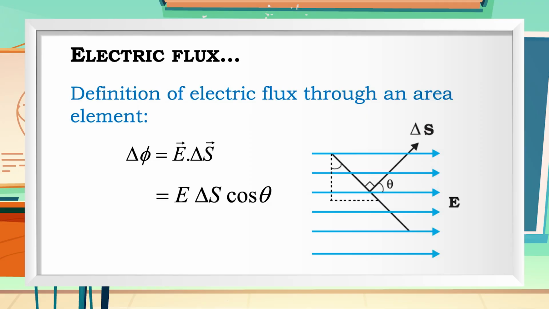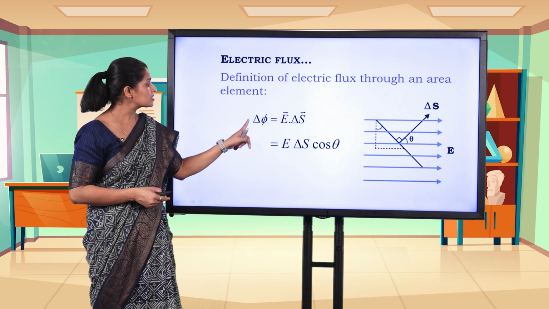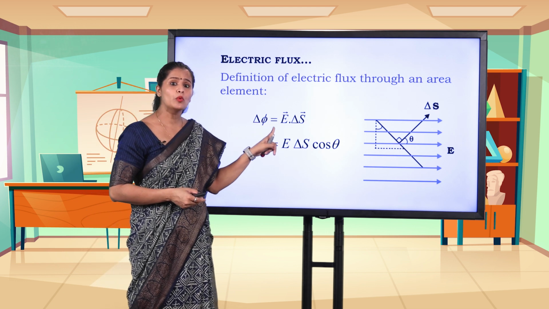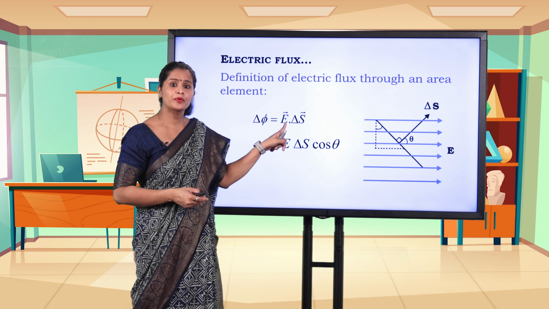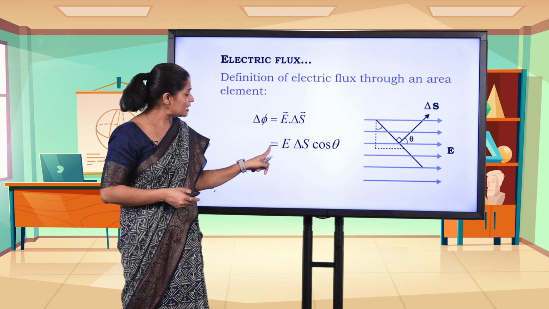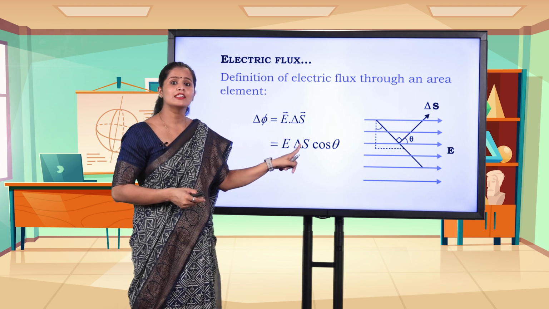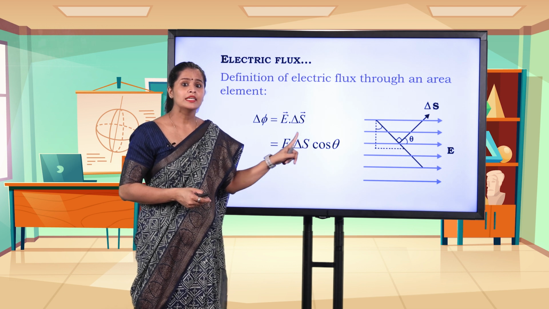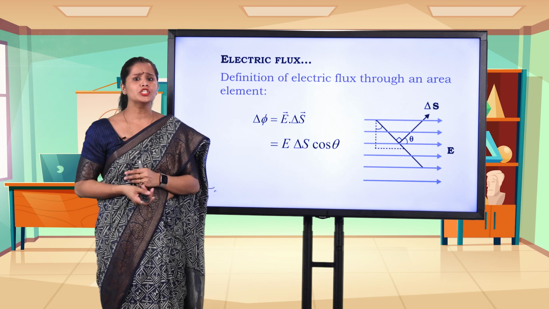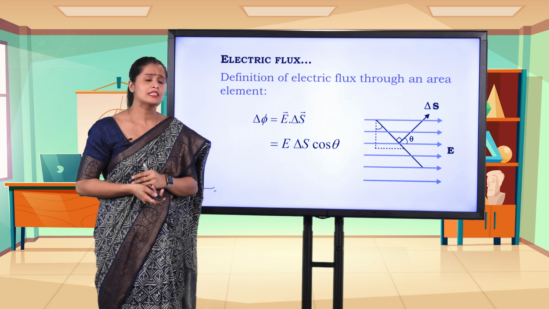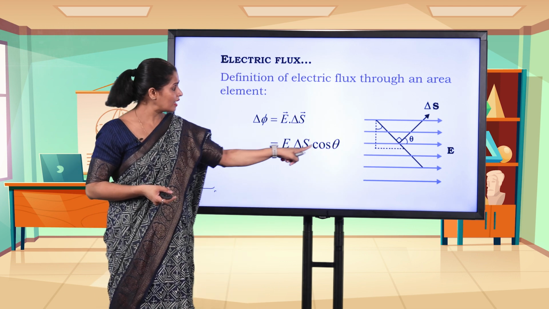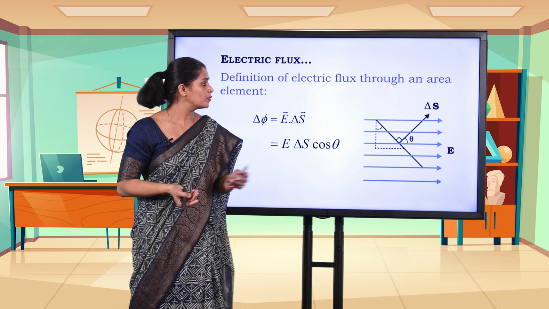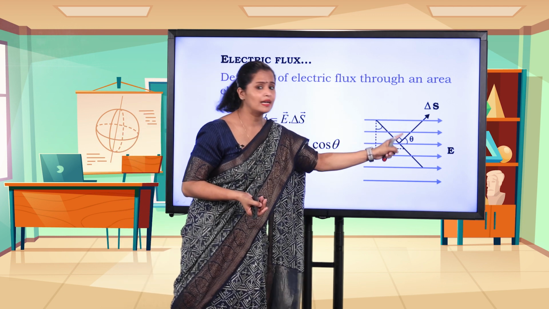We now come to the definition of electric flux. Electric flux delta phi is equal to E into delta S, the dot product, which is equal to E delta S cos theta. Here flux is proportional to the number of field lines cutting the area element, and the angle theta here is the angle between E and delta S.